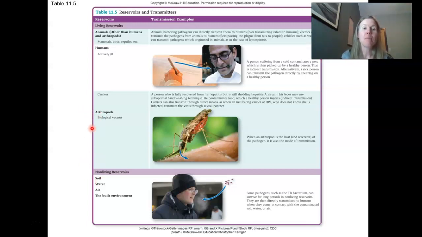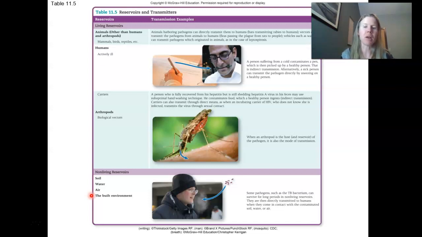But the arthropods are very important: ticks, mosquitoes, and some other bugs. Those are the main ones that spread disease. Okay, non-living reservoirs. Certain microbes can hang out for a while in soil, water, air, the built environment. This was a big thing with COVID: how long can it survive on cardboard? Do I really need to wipe my groceries down? Those sorts of things.